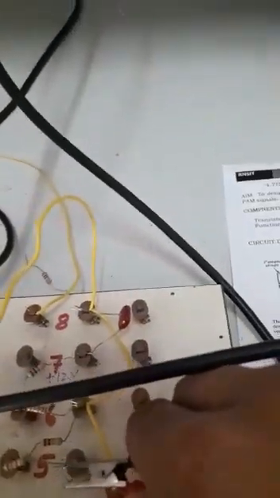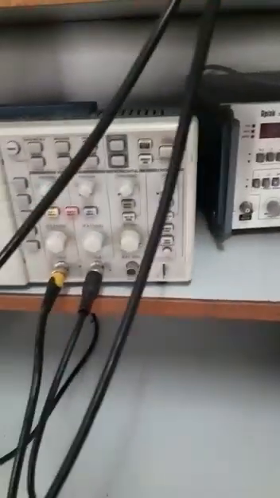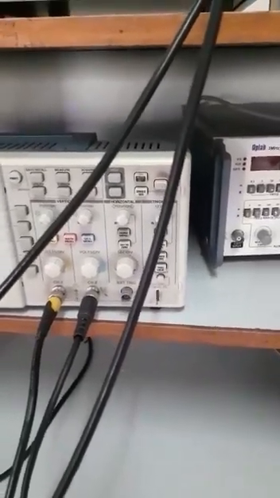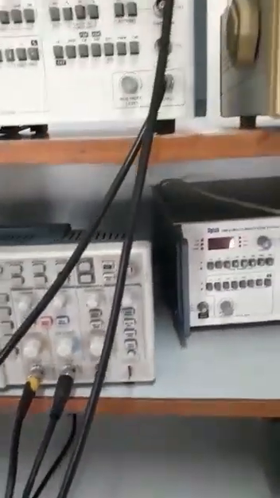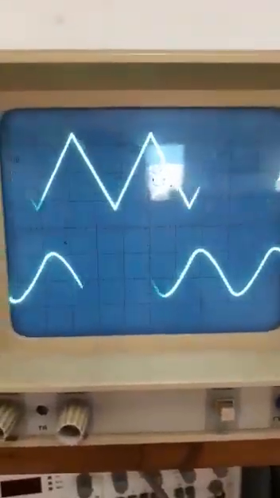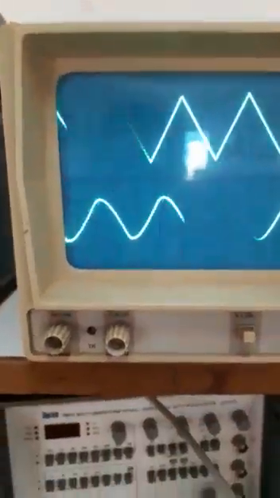Okay, so earlier I showed you this one, so now I am going to select pin number 13. Okay, so now you can see here, this is the demodulated triangular wave. So this is what you have to plot in the graph, like this you can plot.